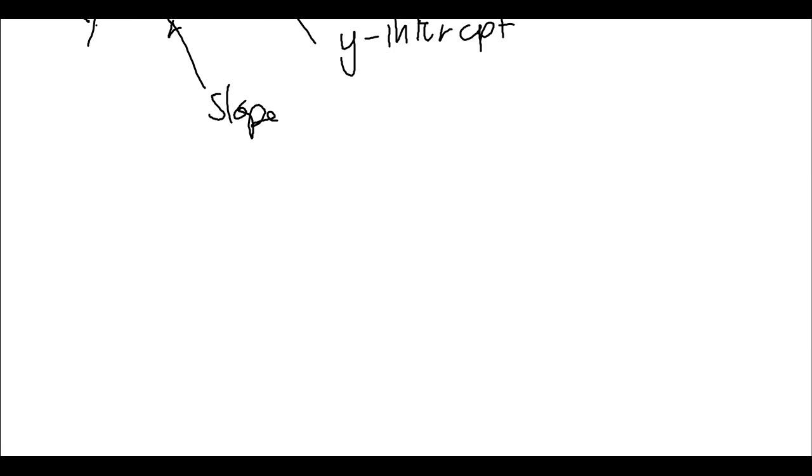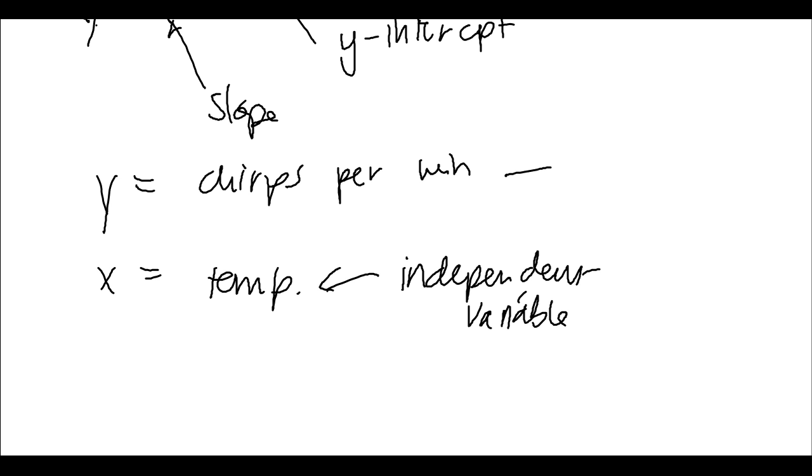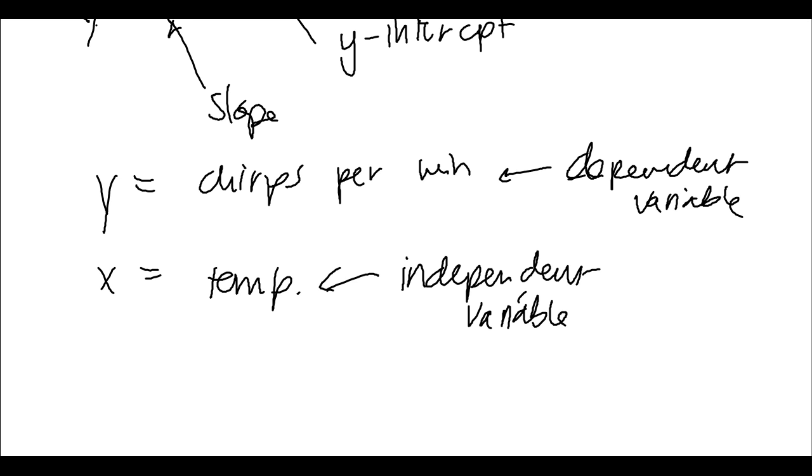Okay, so what's y and what's x here? I'm going to let y be my chirps per minute, and x is going to be temperature. Now that makes sense because this is the independent variable here, and this is the dependent variable. Just reminding you of some things you should have seen in high school. So what this means is that as x changes, as the temperature changes, that's what forces the change in chirps.